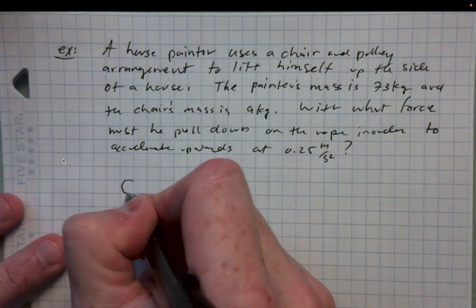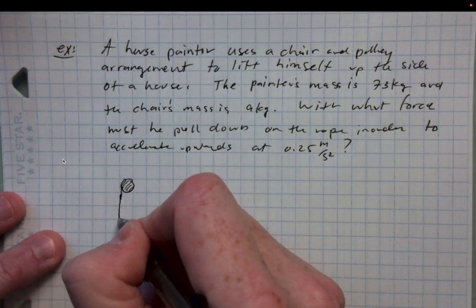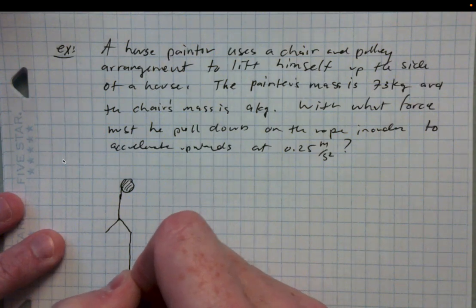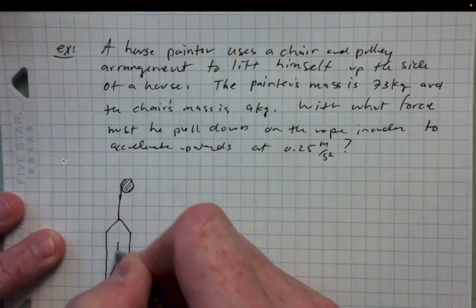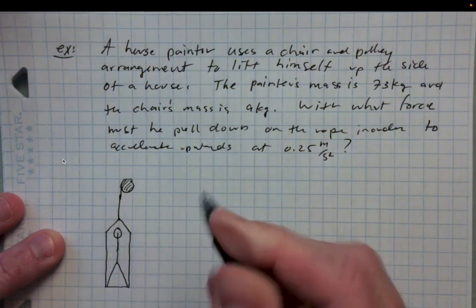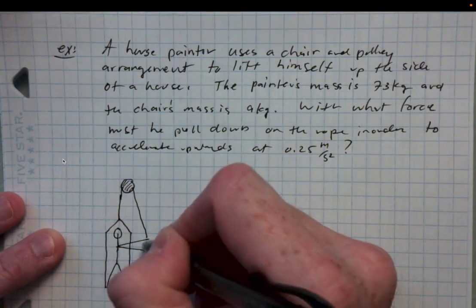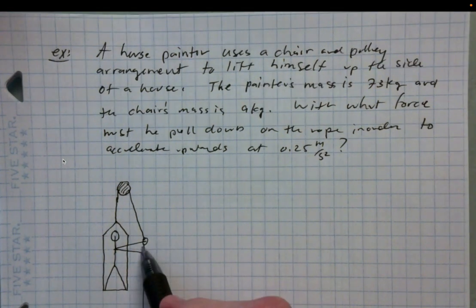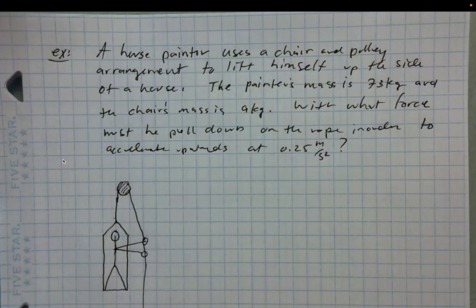All right, so we've got this pulley at the top here. And attached to it is a rope, which is attached to some kind of a contraption that the painter is standing on. Okay, so you've got this painter, and he is pulling down on the rope that goes through the pulley, right? So this guy pulls down on the rope, and it pulls him and the chair upward.